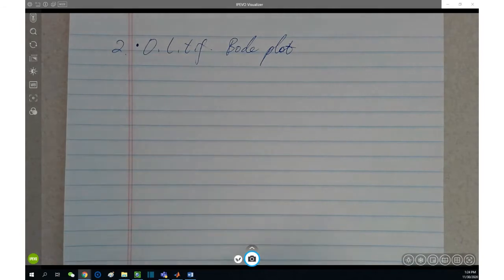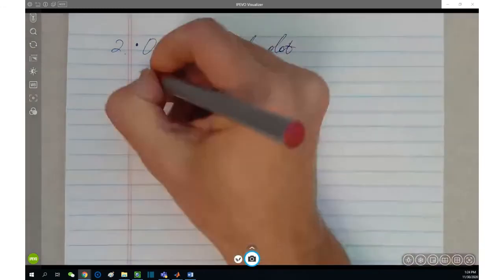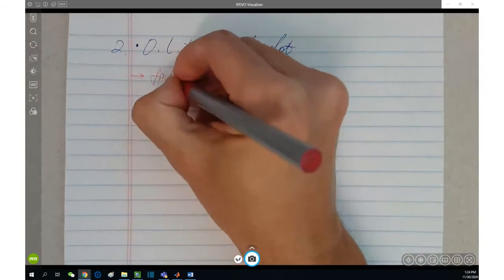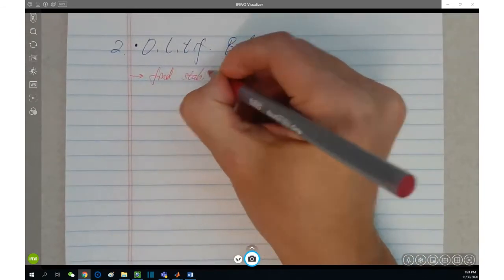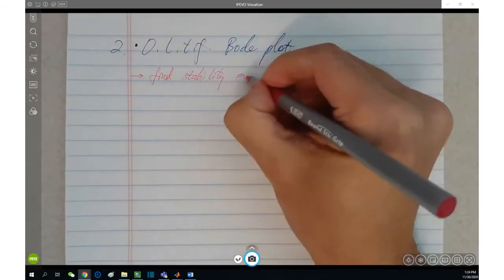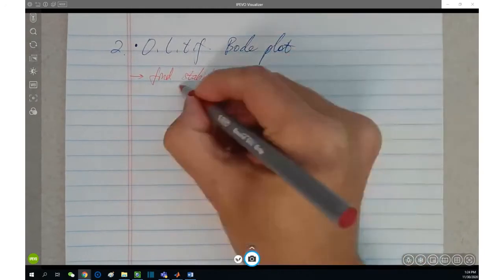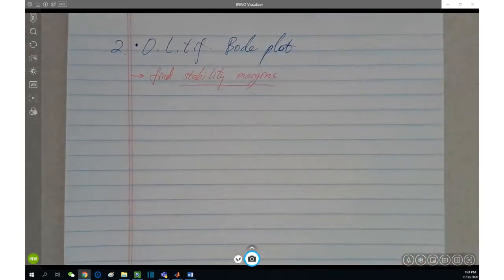Let's begin with the open loop transfer function Bode plot. What can this do for us? You have to remember, we are able to find something out of it. Out of it, find what? So-called stability margins. Obviously, we first need to understand what is meant by stability margins.